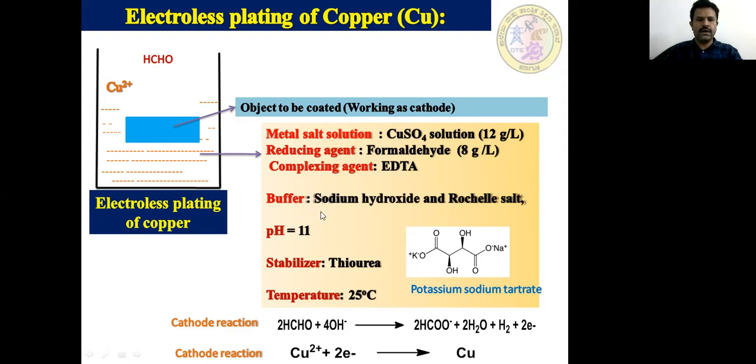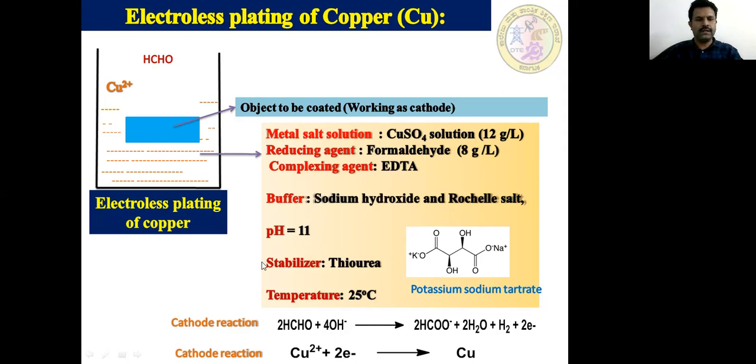Here, to maintain the required pH 11 for this electroless plating of copper, the suitable buffer is sodium hydroxide and Rochelle salt. Rochelle salt is potassium sodium tartrate. The combination of sodium hydroxide and Rochelle salt will provide the pH 11.